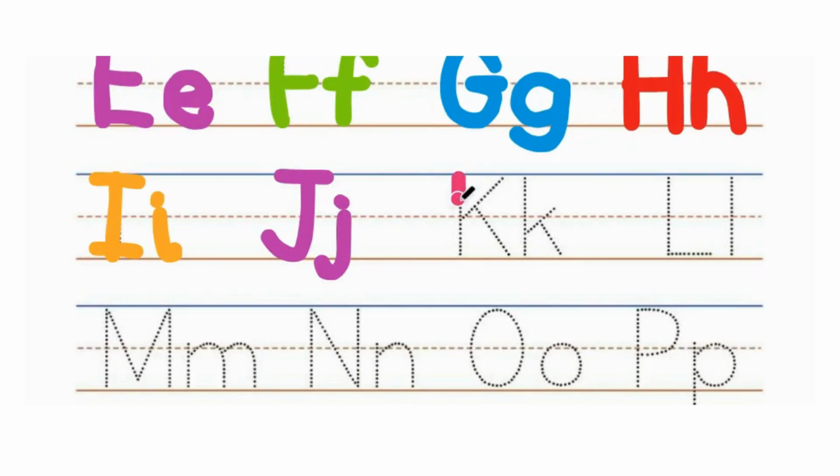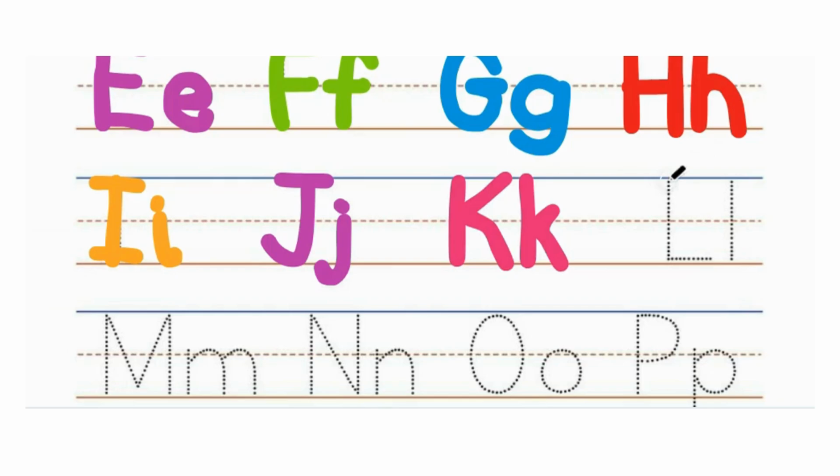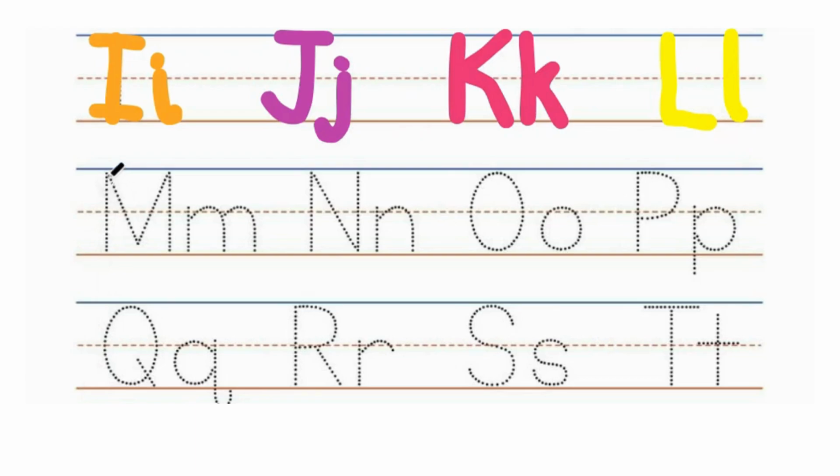Now what comes next? Yes, letter K. Let's write K in caps and small. Follow me as we write L together. Let's write M now. First capital and then small.